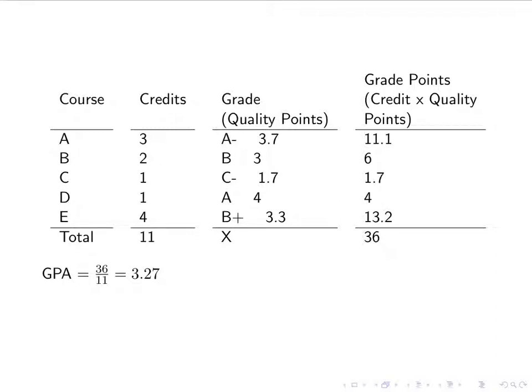So again, that 1 C minus isn't going to hurt the grade too much because it's a 1 credit course. Okay, so it makes sense that it's a 3.27, which again is somewhere between a B and a B+. It's almost a B+.